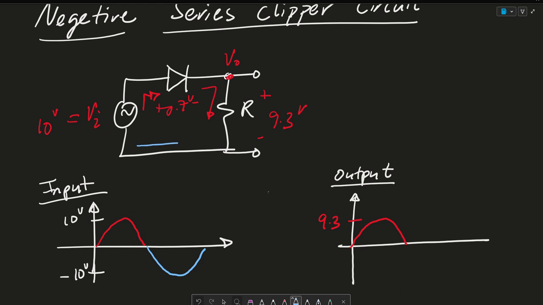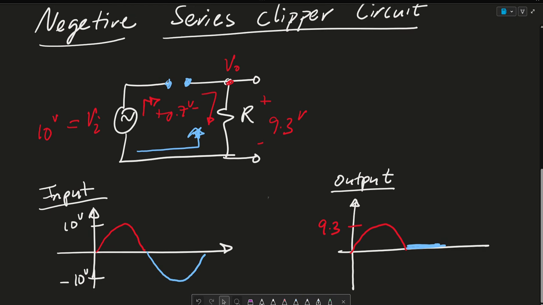When we go towards the negative direction, like this, the current is going to flow in this direction. And for a diode, this just looks like an open circuit. So this here is an open circuit. I'll do that in blue. As a result, no current is going to flow, and the negative part is going to be clipped.